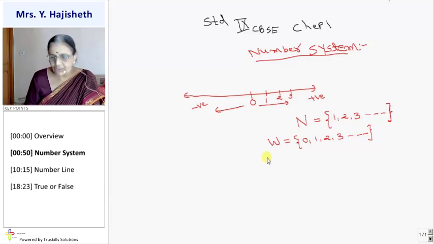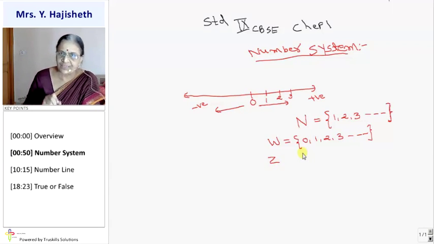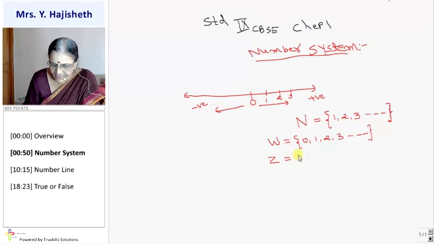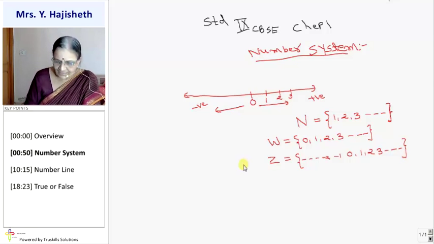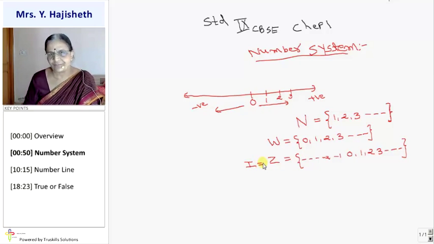Now if I consider 0, 1, 2, 3 and also the negatives of natural numbers like -1, -2, -3, they are called negative integers. So the collection of all integers contains 0, all positive natural numbers and all negative natural numbers. This collection is called the set of integers. In some books they use the notation I also. I and Z are the same.